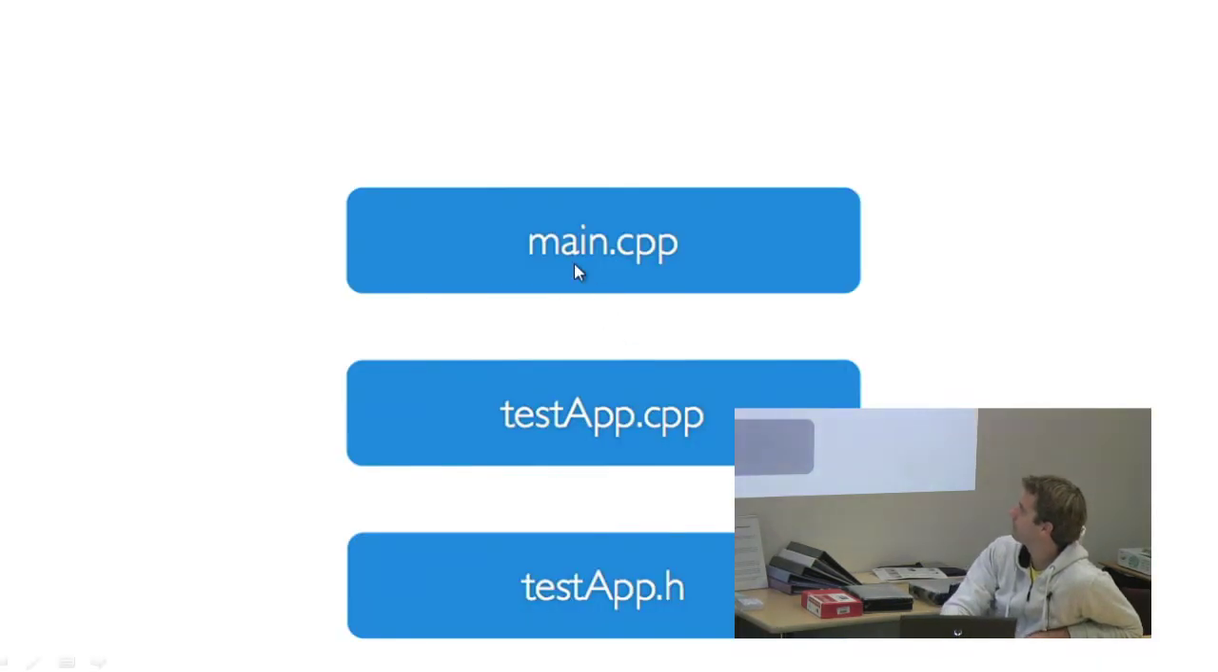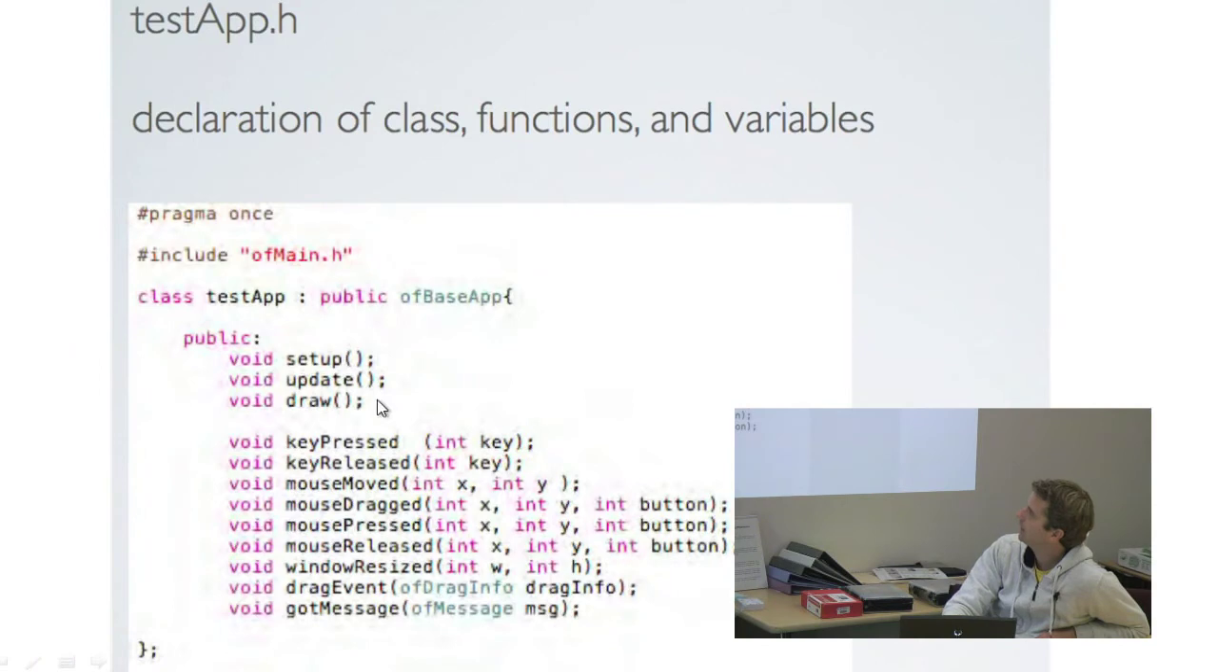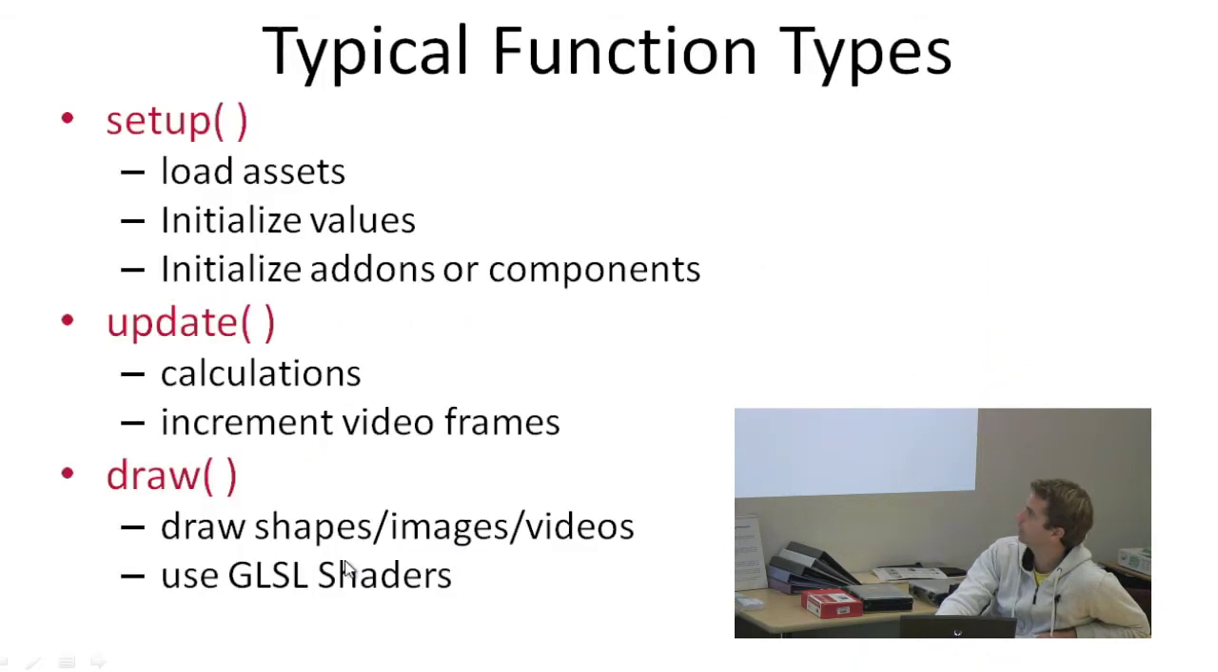So yeah, the three main files that we're worried about are main, which we don't ever have to touch, testapp.cpp and testapp.h. So we write our code in these two files. This is pretty much what main looks like. This is actually an older version, but basically it sets up OpenGL and then calls run on our testapp. In testapp.h, we have all our declarations, so setup, update, and draw, as well as a whole bunch of interaction, key, mouse, window events. And then in testapp.cpp, we implement them. So we implement our setup code, our update code, our draw code.